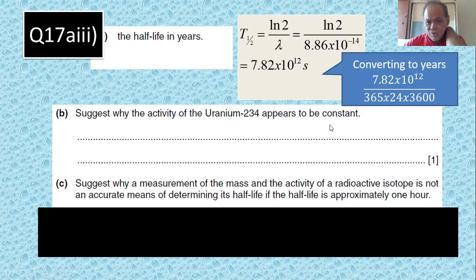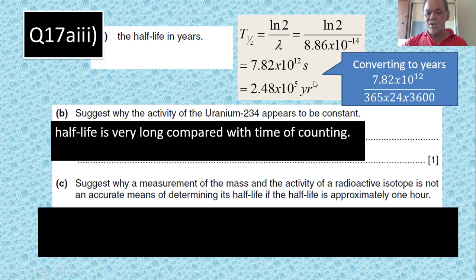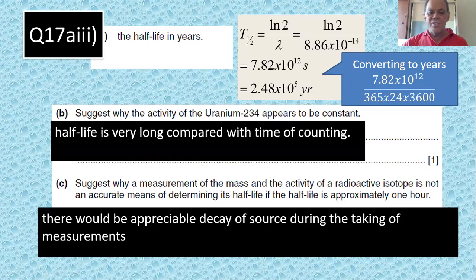Okay, so if you want to convert to years, you can convert to years. Divide by 365, that's a day. 1 day is 24 hours. 1 hour is 3,600 seconds. You can convert to years if you want to. Since they ask you, you have no choice. They ask you to convert to years, you convert to years. Okay, so in this case, half-life is very long compared with the counting. So it hardly changed.